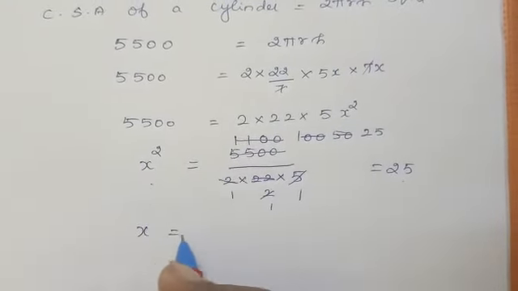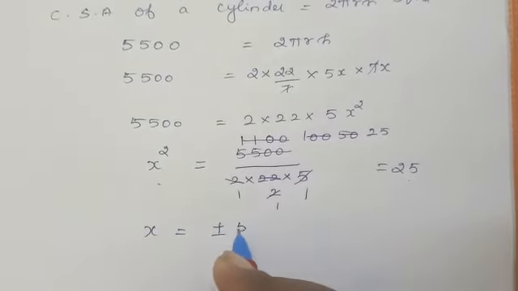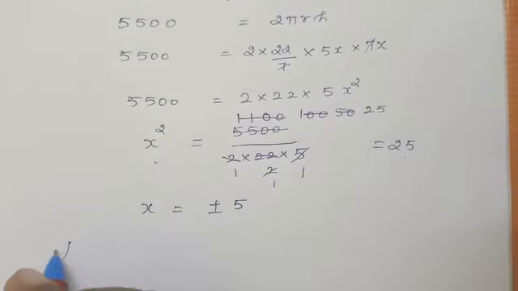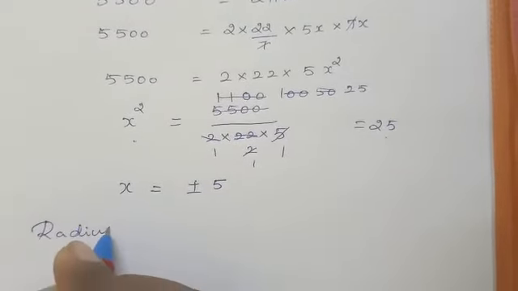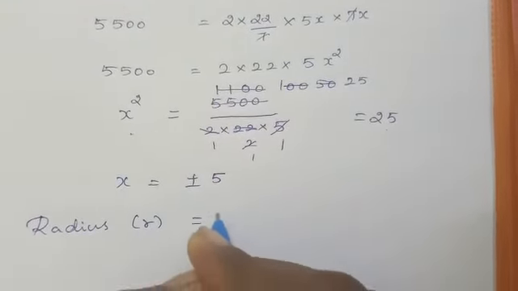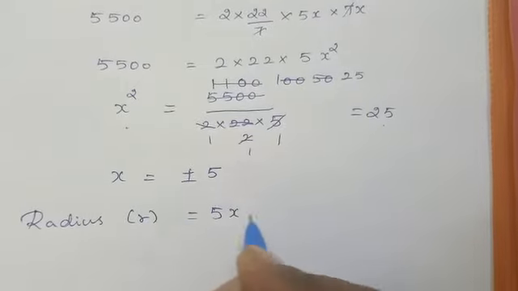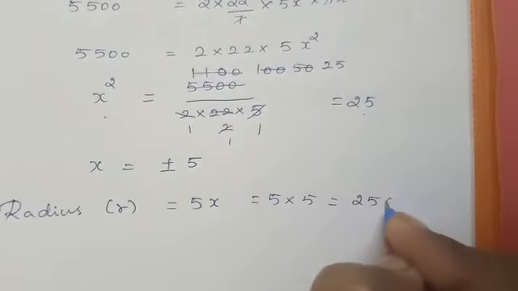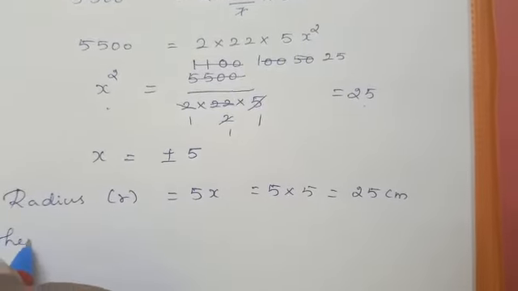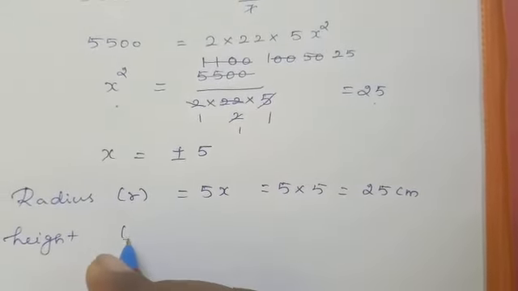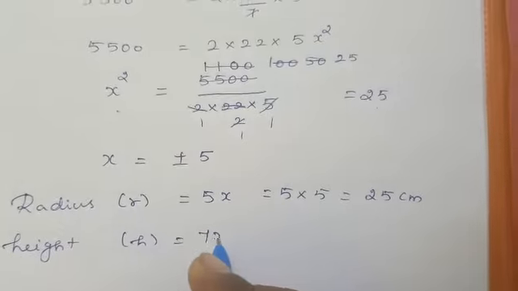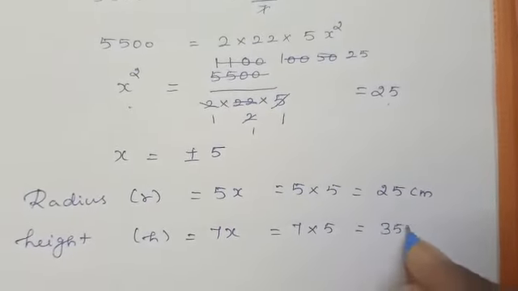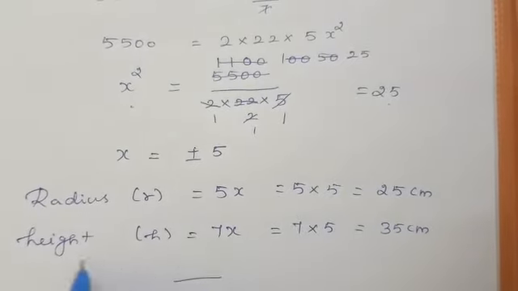So x equal to plus or minus 5. Always for radius we use the plus value. So radius r is equal to, we assumed 5x. Now x value 5. So 5 into 5 equal to 25 centimeter. Height h equal to 7x, 7 into 5 equal to 35 centimeter. So we find the radius and height.